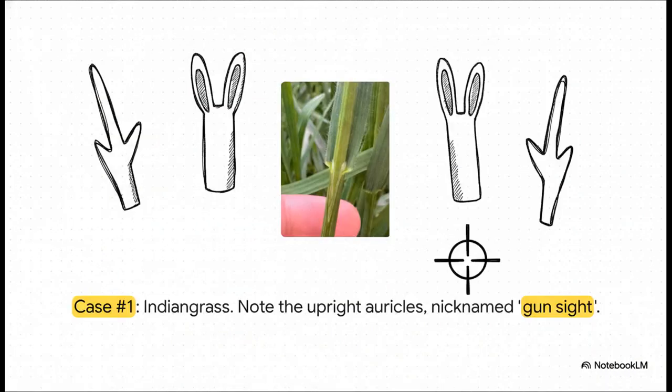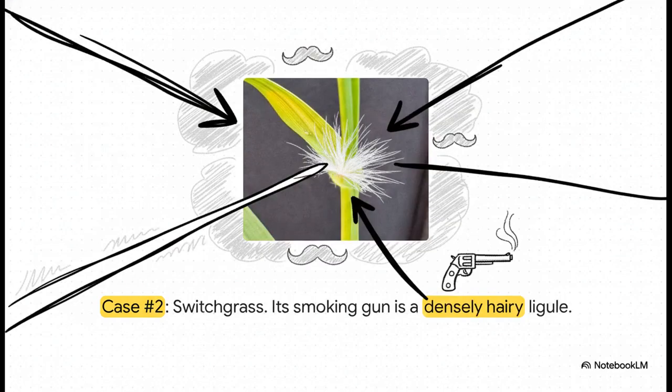Okay, let's look at Indian grass first. Zero in right on that collar region. You see those two stiff, upright little projections? Those are the auricles. Botanists have this great nickname for them, rabbit ears, because of that super distinctive shape. If you see this, you found Indian grass. Case closed.